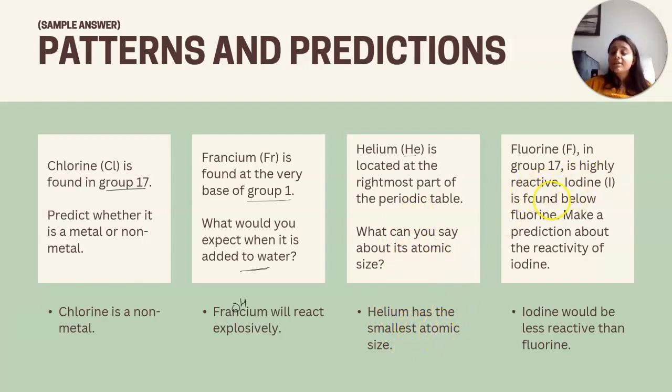Fluorine in group 17 is highly reactive. Iodine is found below fluorine. Make a prediction about the reactivity of iodine. So iodine would be less reactive than fluorine.